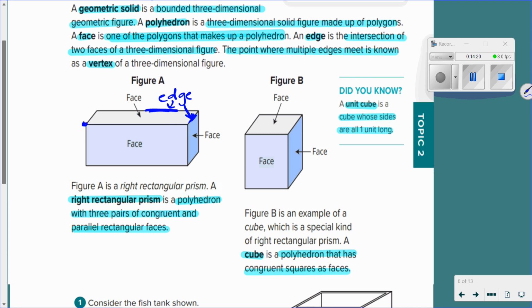This point right here, where all 3 of them meet, that is our vertex. Okay? So the vertexes are basically right at the extreme edges where all 3 surfaces meet. It comes down to a single point. So the edges are lines, the face is the whole shape, and the vertexes are points.